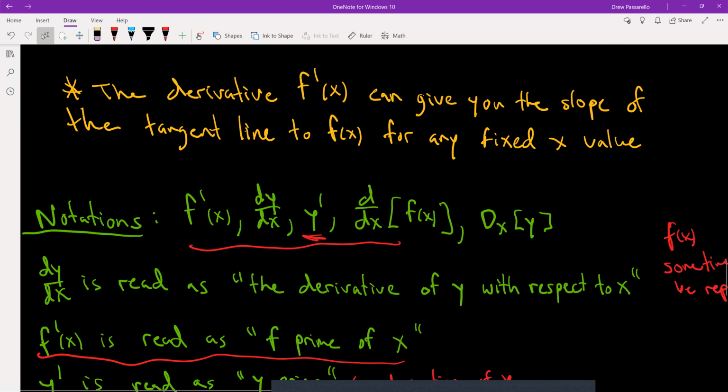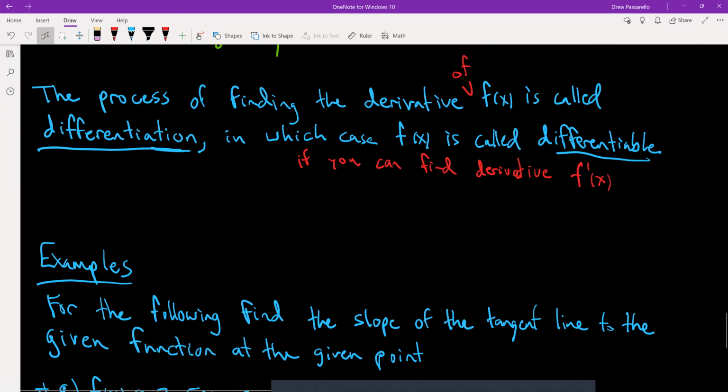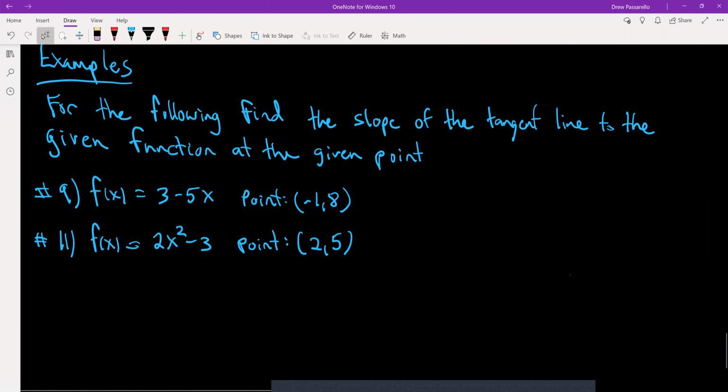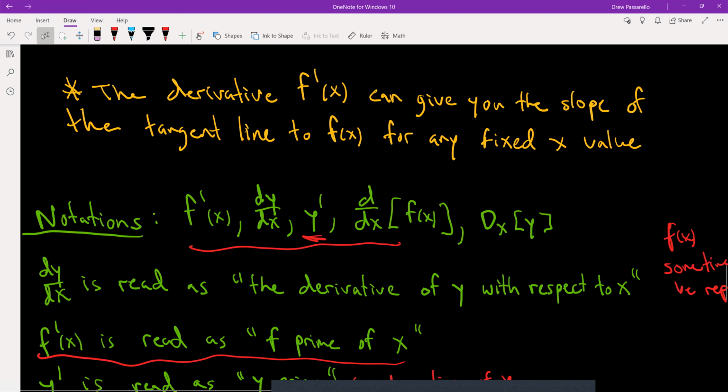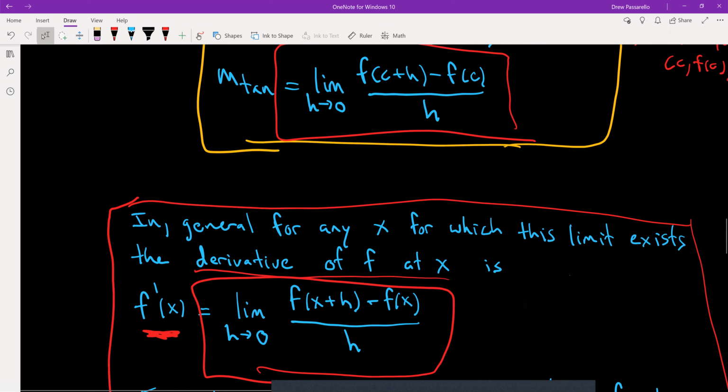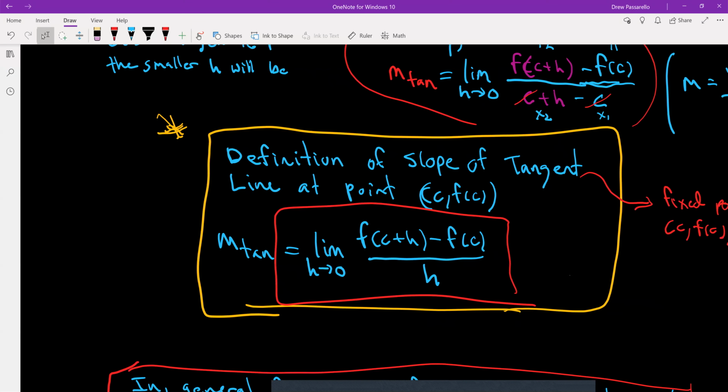Okay, so that's pretty much all of the main points, and now it's just going into examples. These first two examples are going to be finding the slope of a tangent line to the given function at the given point, which I would be applying this definition of slope of a tangent line at some point.